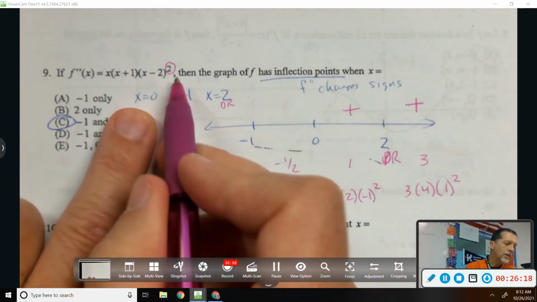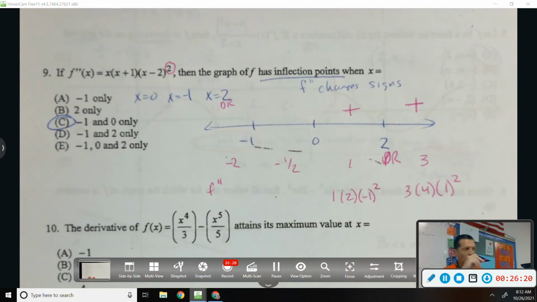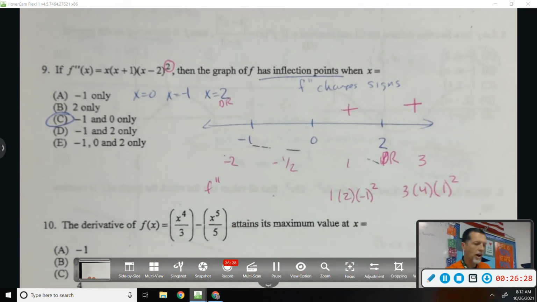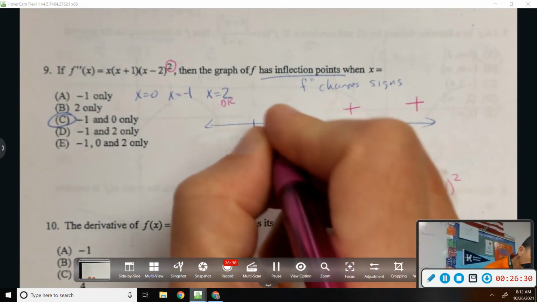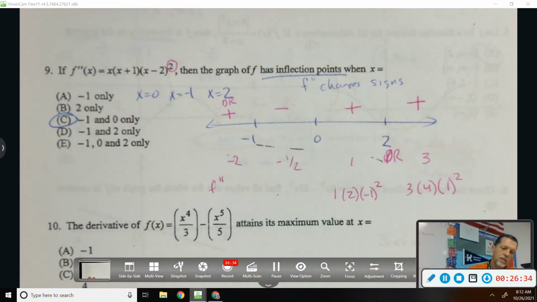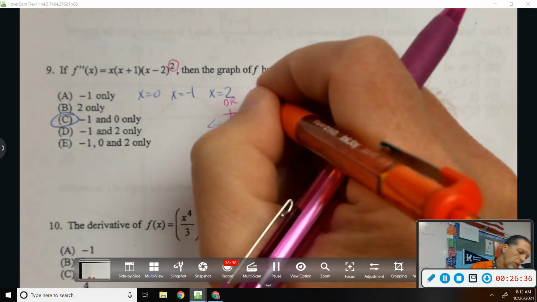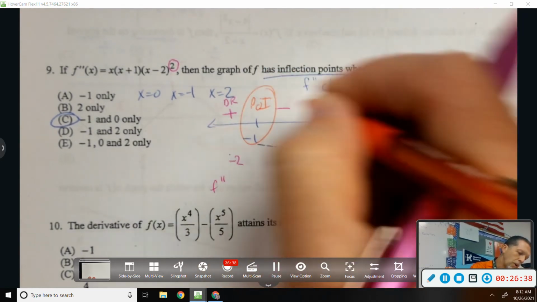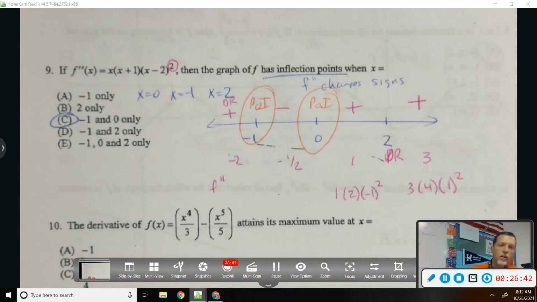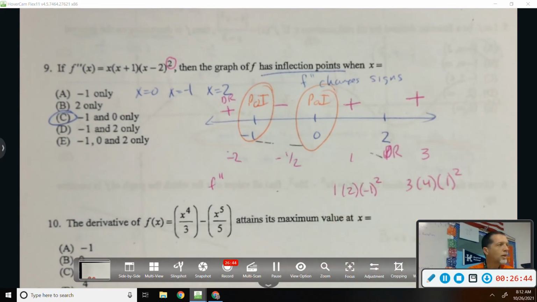I know that if there's a double root, that's like a bounce, as opposed to a cross. So I knew that something strange was going on at 2. Now I could plug in the others, but I also know the shortcut, so that's going to be minus, that's going to be plus. So there'll be a point of inflection when f double prime changes signs at -1 and 0, but not at 2.